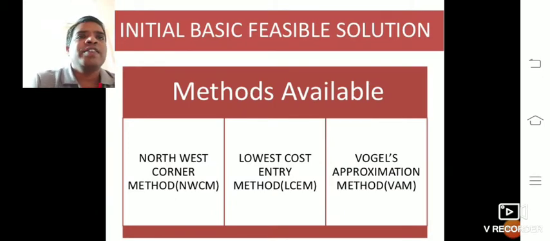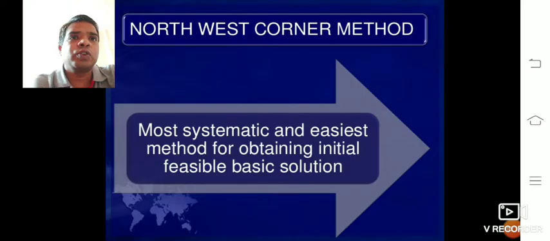Now, these are the different methods to find the initial basic feasible solution. The first method is the northwest corner method, the second method is the lowest cost entry method, and the third one is Vogel's approximation method. Today we are going to discuss the northwest corner rule. This is the easiest and most systematic method to find the basic feasible solution.